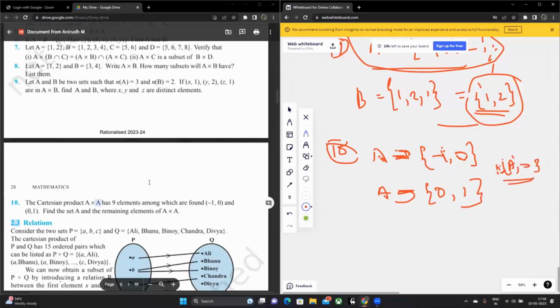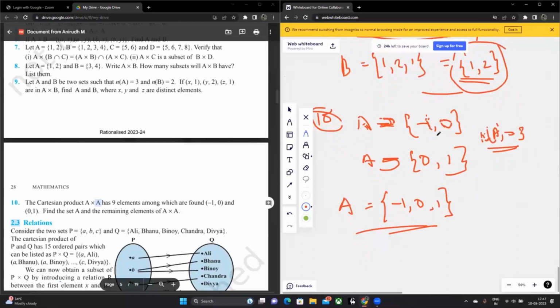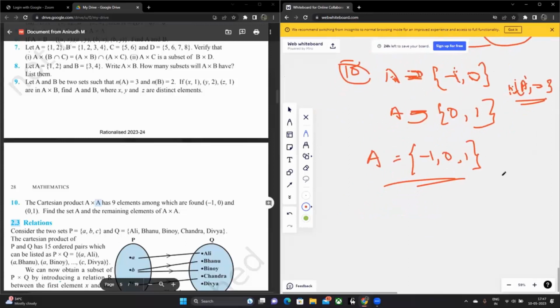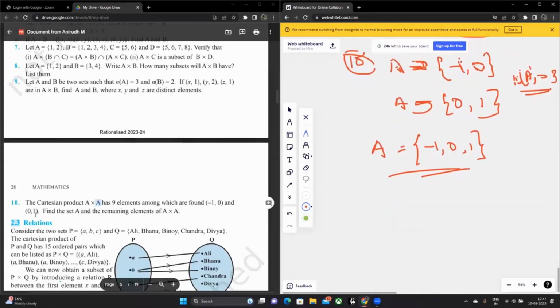Because you can't get 9 elements any other way, and the number of elements cannot be negative, and that makes no sense. So basically you have N of A is 3, A has (-1, 0), and A has (0, 1). So from this you can construct that A contains (-1, 0) and (0, 1). Done, right? And N of A is 3. You have 3 elements. So A cross A is basically, right?